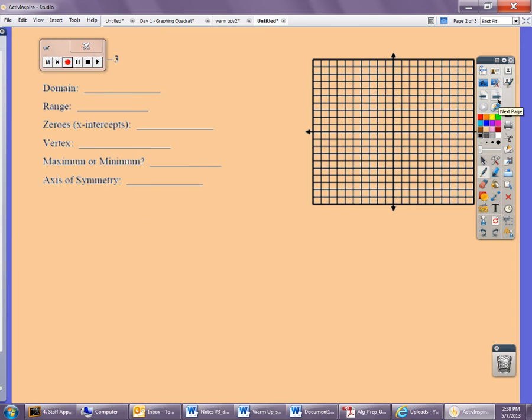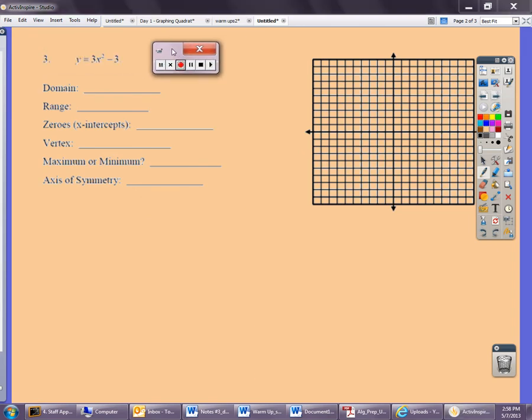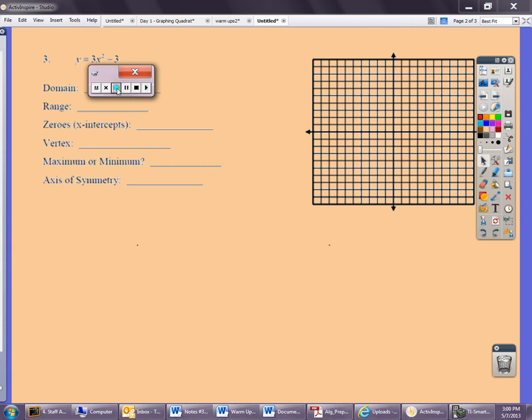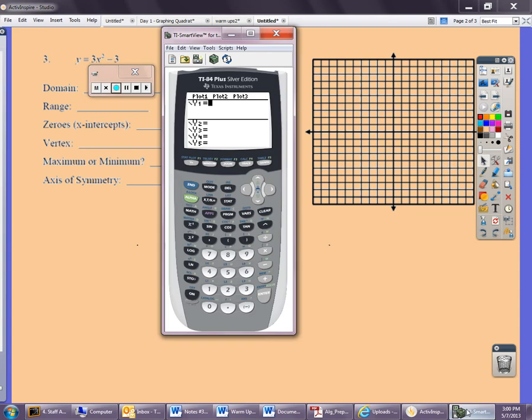Now when we look at the next example, we have y equals 3x squared minus 3. Well, the first thing we have to do is graph this. So let me get the graph calculator. Alright, now with example 3, we have to graph this, so we're going to get the graphing calculator, and we're going to type in 3x squared minus 3, and then we go to our table, and we can plot these points.